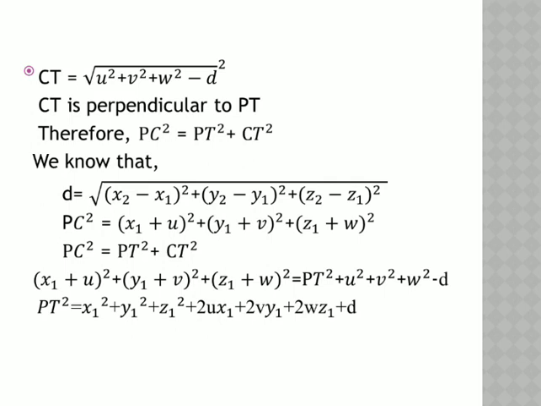Now we apply PC square is equal to PT square plus CT square in this equation. We know the PC square values and the CT square values. Now we apply them in the equation. It will become PT square is equal to x1 square plus y1 square plus z1 square plus 2u x1 plus 2v y1 plus 2w z1 plus d. It's the length of the tangent equation.